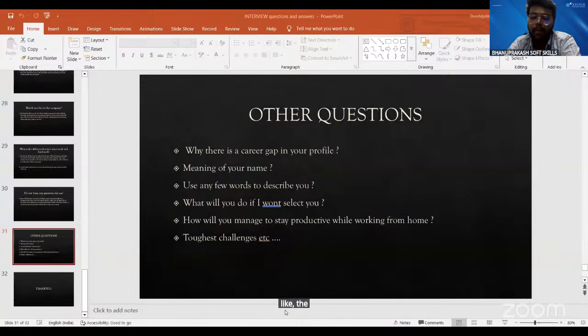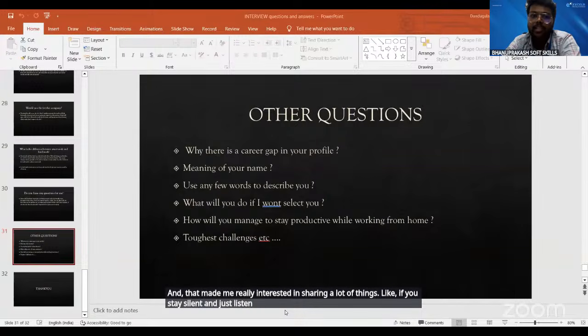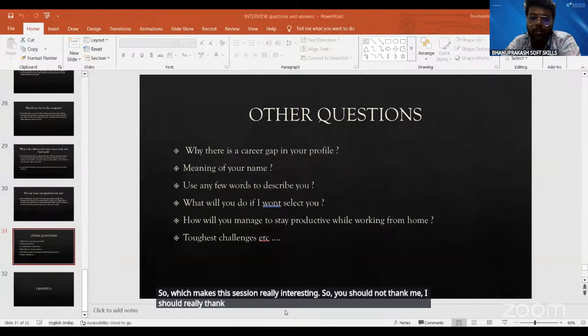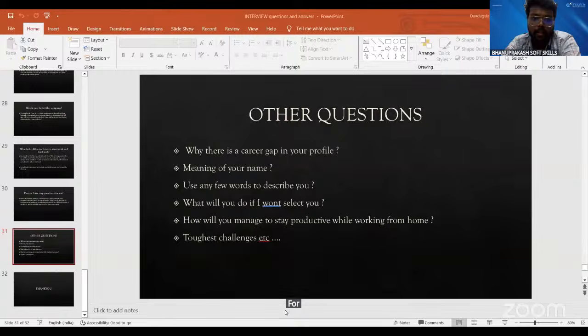The interaction is from two sides. If we want to clap, there is a need for two hands. I am this interactive only because you are interactive too, and that made me really interested in sharing a lot of things. If you stay silent and just listen to the class, I'll just share everything on the PPT and then leave. But here I'm getting a lot of responses, a lot of new things from your end, which makes this session really interesting. So you should not thank me. I should really thank you for interacting this way.